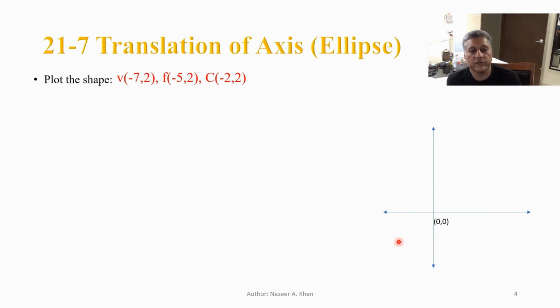We are given a bunch of points on this second example, and it's given the vertex of the major axis.